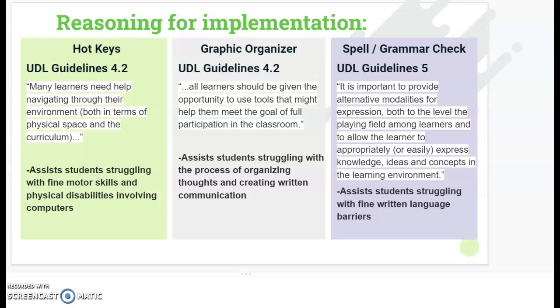Spell and grammar check is important to provide alternative modalities for expression, both to level the playing field among learners and to allow the learners to appropriately or easily express knowledge, ideas, and concepts in the learning environment. So not all students can write on the expected grade level, so allowing them to use spell and grammar checks with the feedback that it gives assists students struggling with written language barriers.